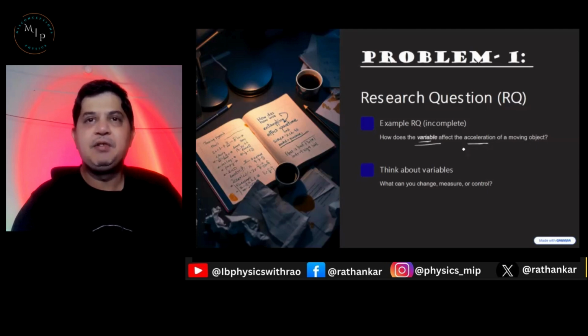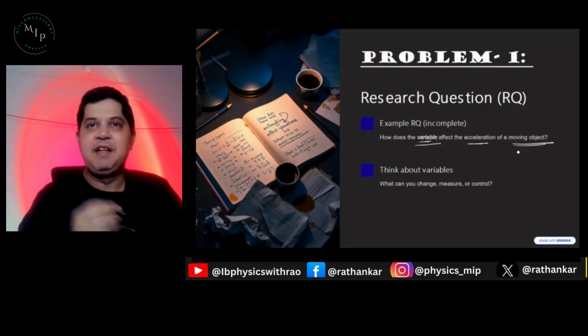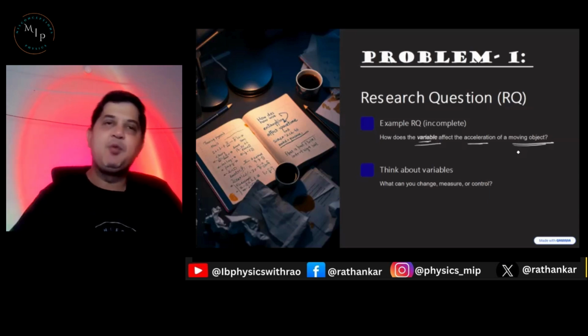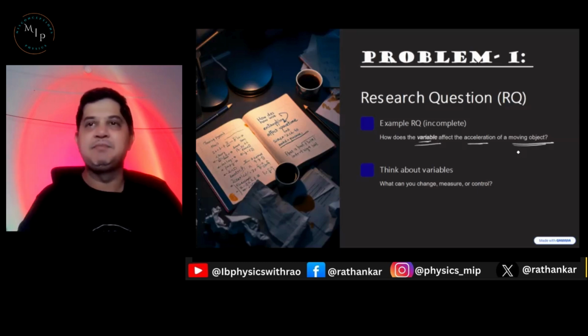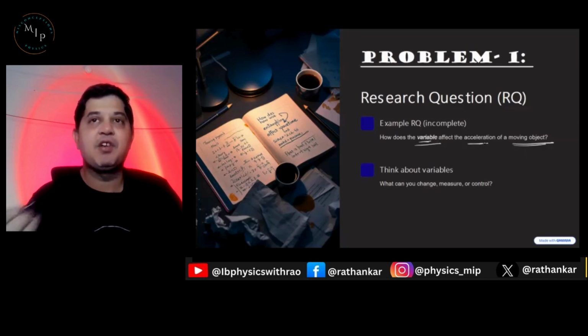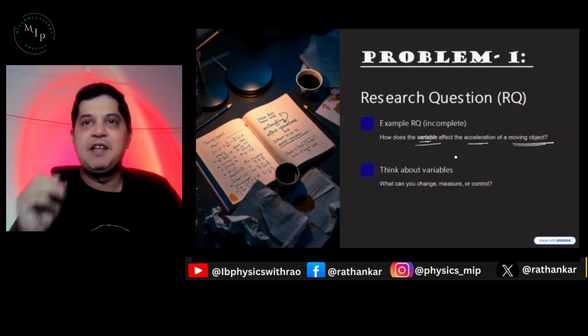Now, do you think it is complete? It's completely incomplete. Why? Because a moving object can be anything, right? It can be moving in a straight line, along an incline, along a circle, along a parabola. It can be anything. So it's still incomplete. Then acceleration: which acceleration? Are you talking about one-dimensional acceleration? That's not clear. Let us keep this for the time being.